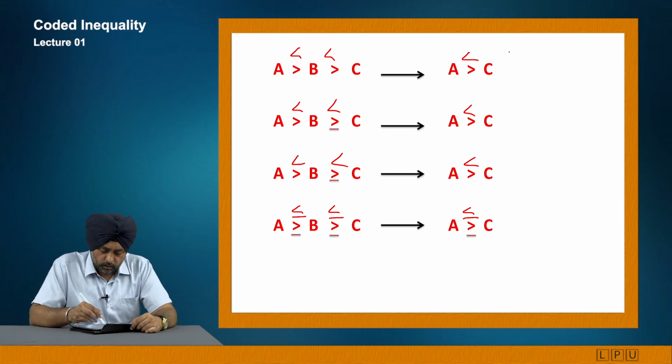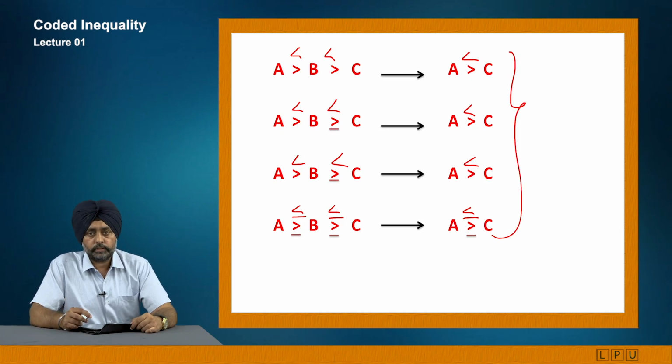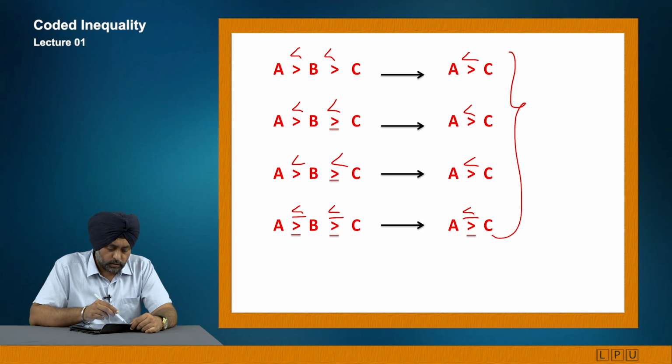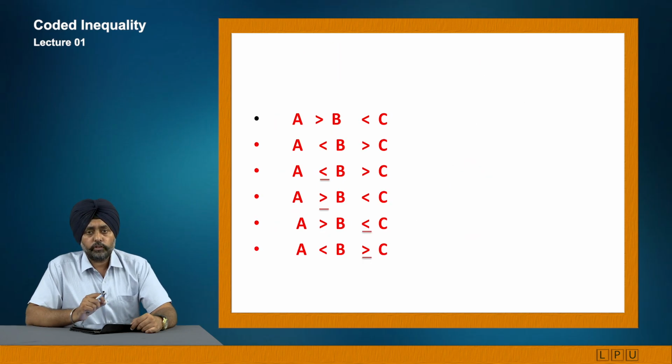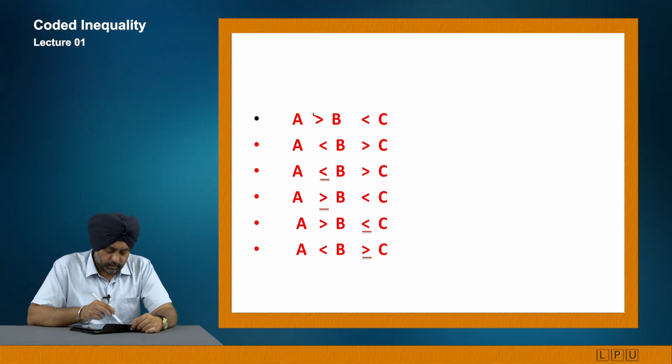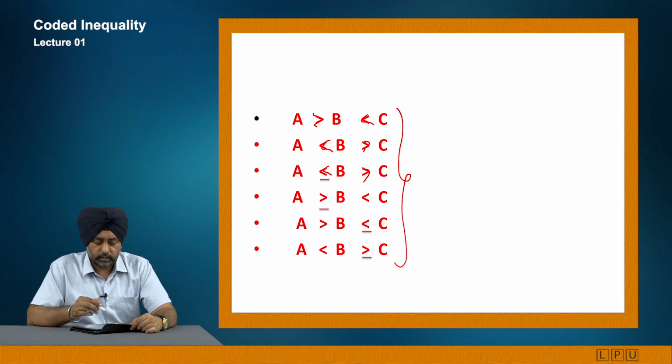But what can we see in all these examples we have taken? The signs are towards the same side. Either both are towards the left or both are towards the right side. So the signs are opening towards the same side. But what will happen if the signs are reversed between the numbers? Suppose this sign is this side, this sign is this side. If there is any reversal between the signs, guys, then you cannot establish any relation between a and c.